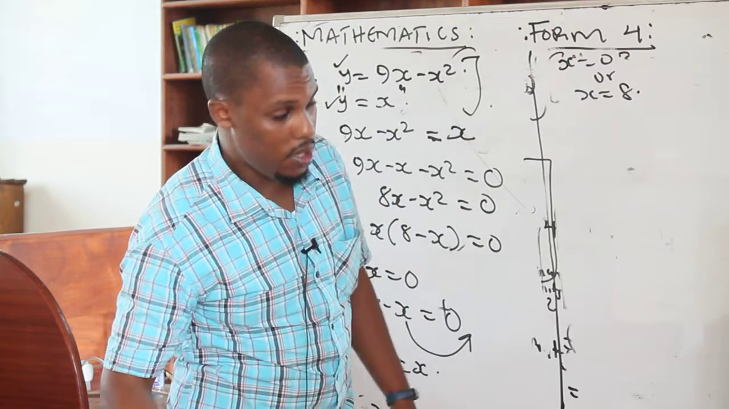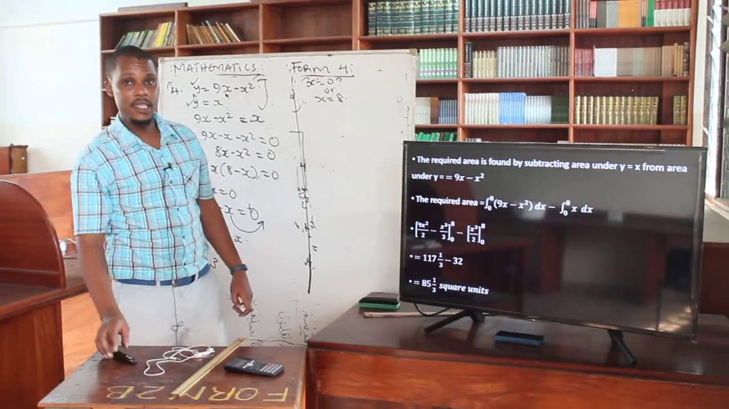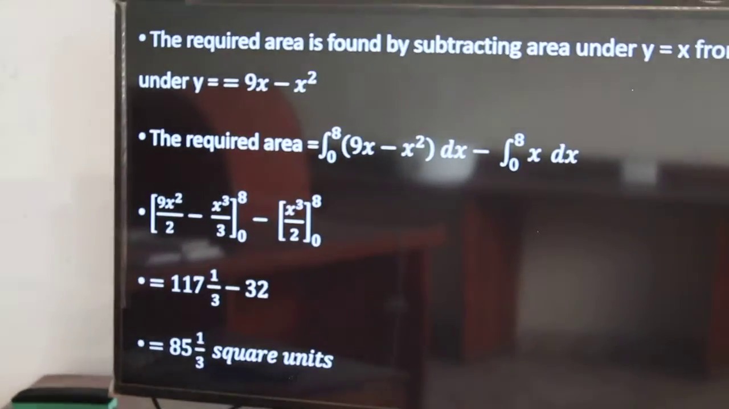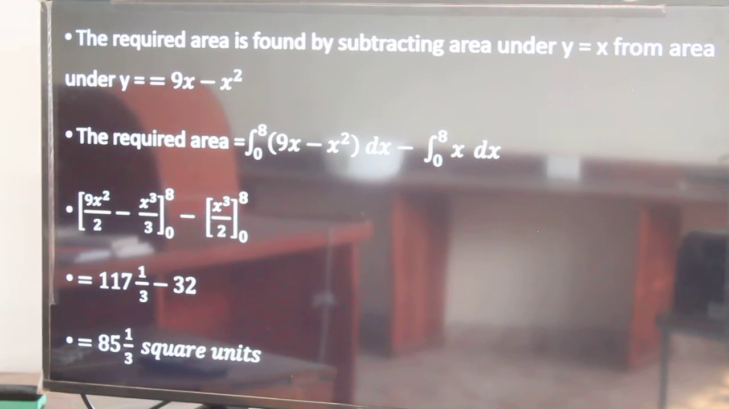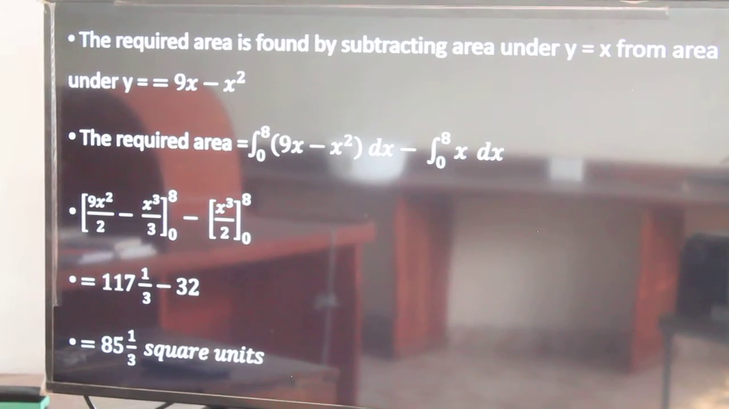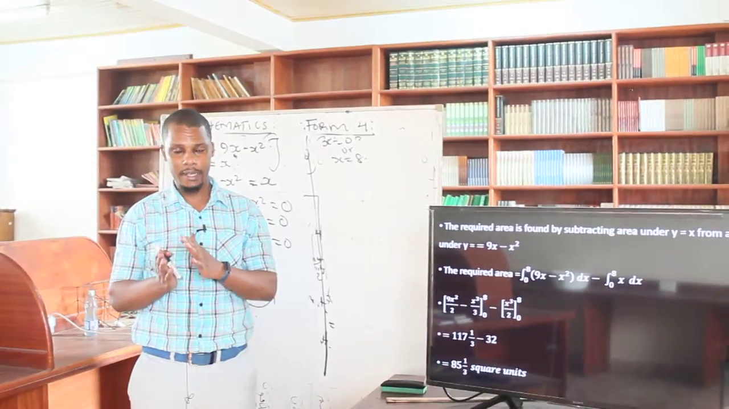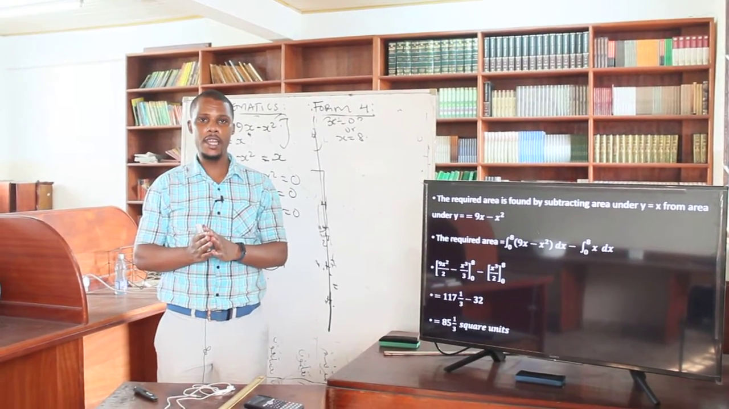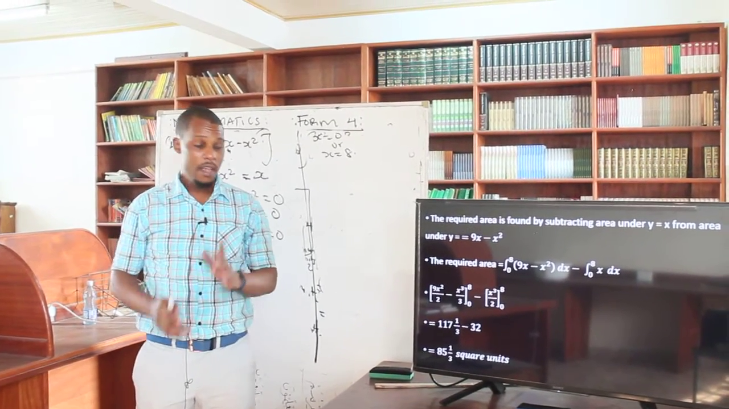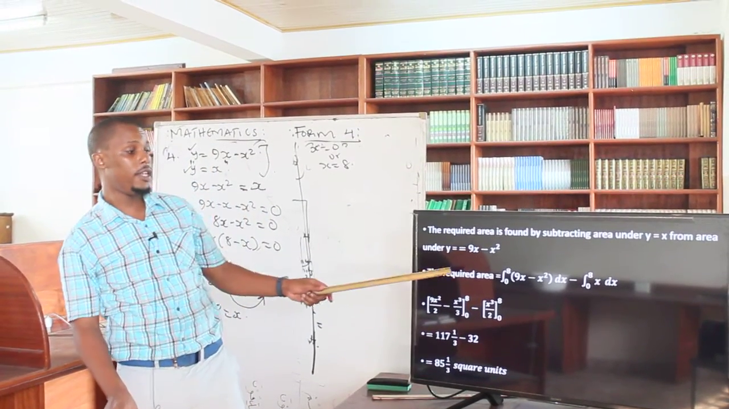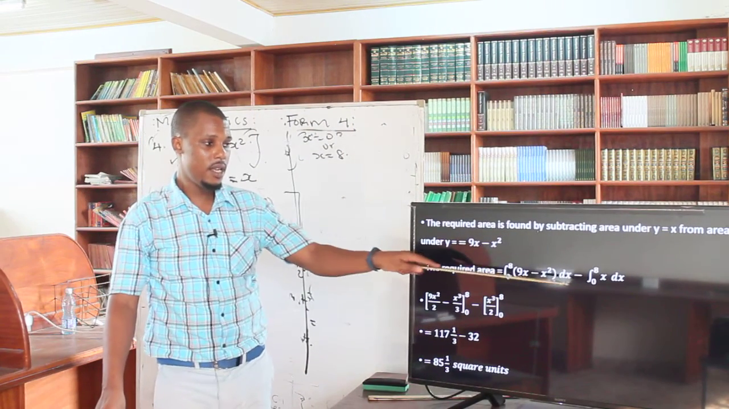Once you obtain those limits, you need to substitute them into an equation. The required area is found by subtracting the area under y equals x from the area under y equals 9x minus x squared. Therefore, you need to separate them. So the required area, with limits from 0 to 8, is this equation, minus the one from here, also from 0 to 8.